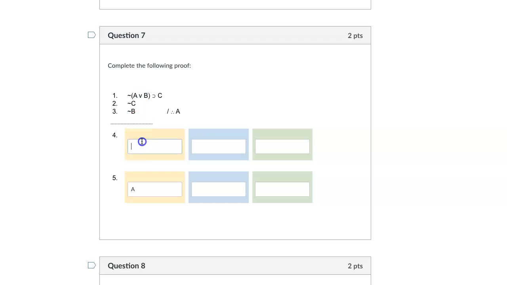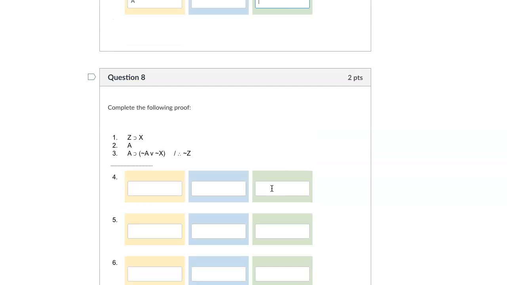So I know that I could do this. I could get A or B by looking at 1 and 2, modus tollens. And that's useful to have because that's a disjunction, and I know I can get a disjunct out of a disjunction if I have the negation of the other disjunct. And I do on line 3. So what will I cite to get to A? Which lines and which rule?